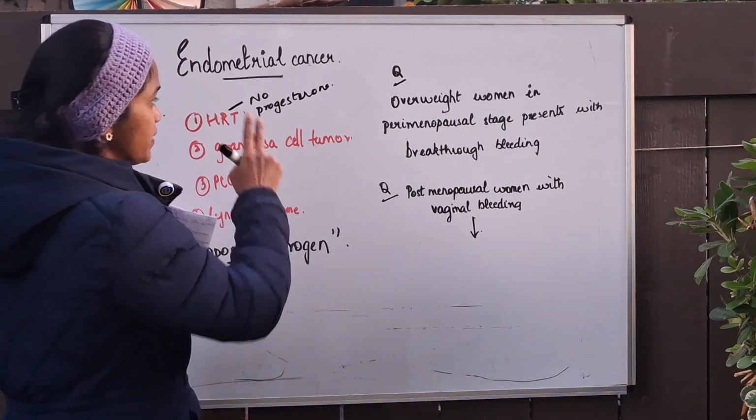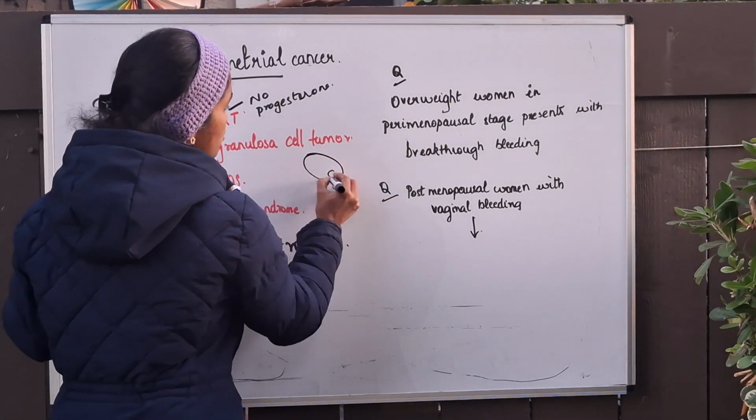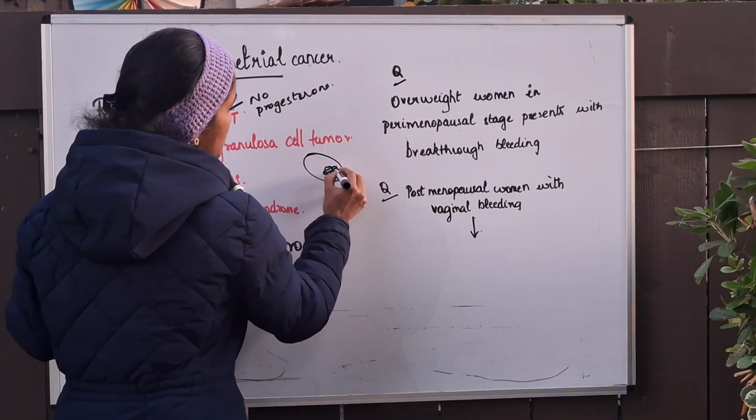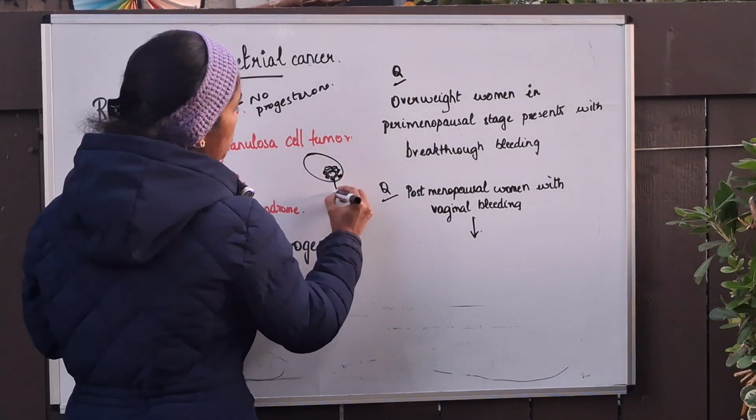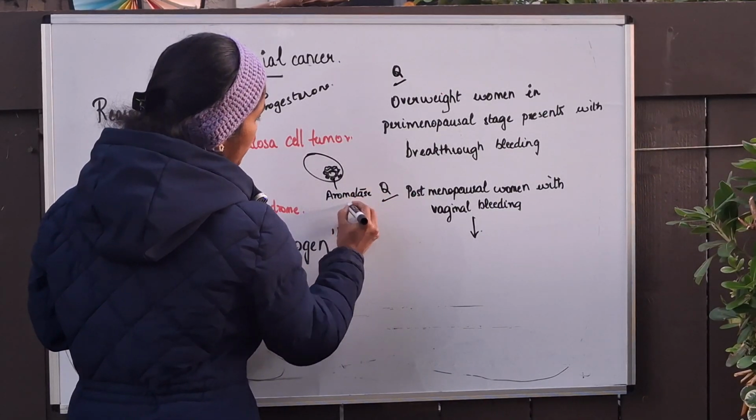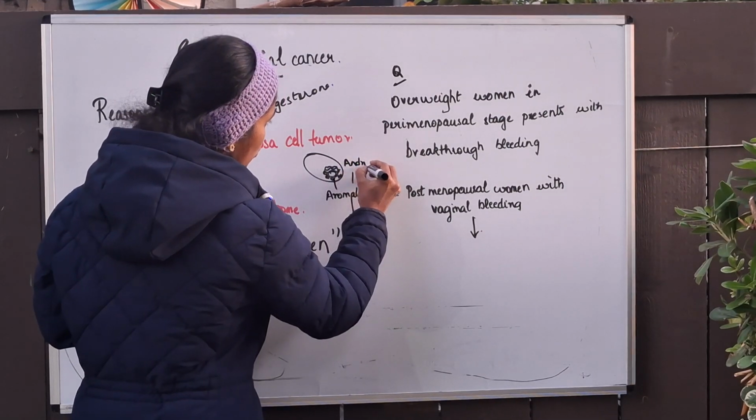The second thing is granulosa cell tumor. What is a granulosa cell? The granulosa cell is that which is present in the ovaries, surrounding the ovum in the ovaries. So this granulosa cell will be producing aromatase. What is the role of aromatase? The role of aromatase is conversion of androgens to estrogen.